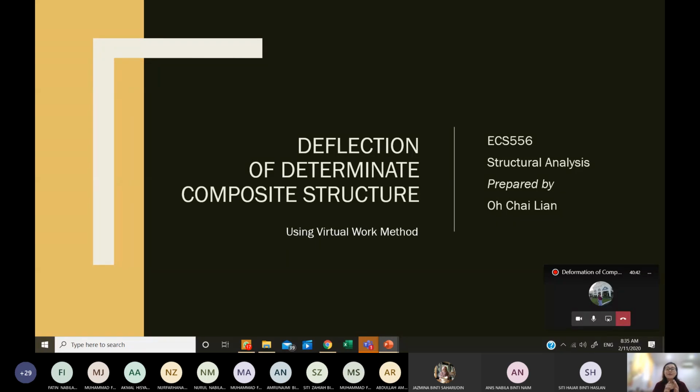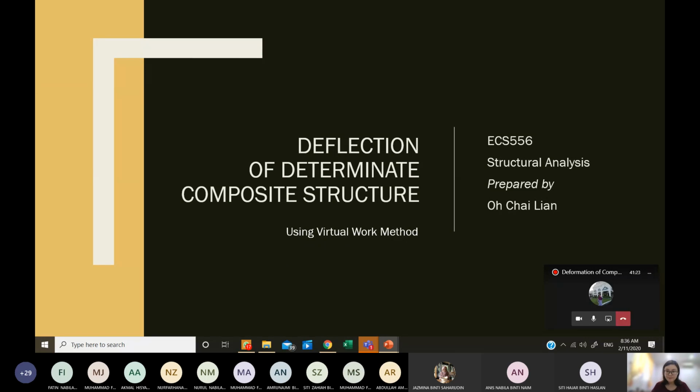If the beam is combined with the columns, it becomes frames, right? So if a beam is combined with the arch, it is still frame. So we don't say the beam with the arch is a composite structure in this case. I don't mean that. But if the beam and the truss, then we will use this method to determine the deflection. We are going to use virtual work method only.